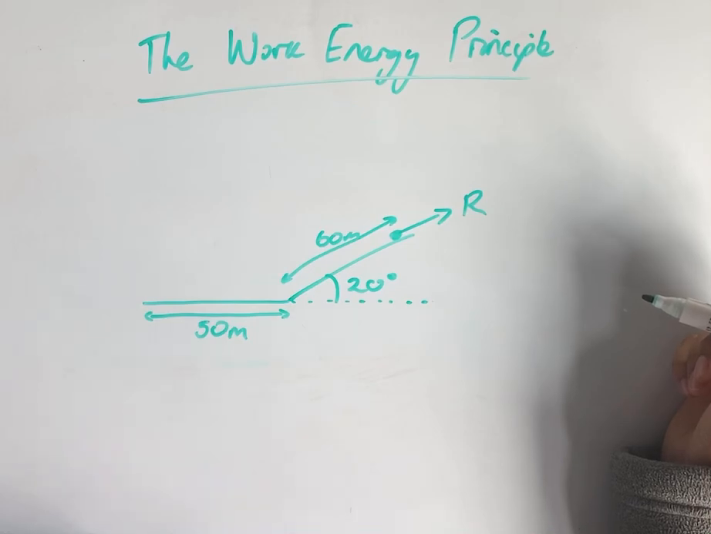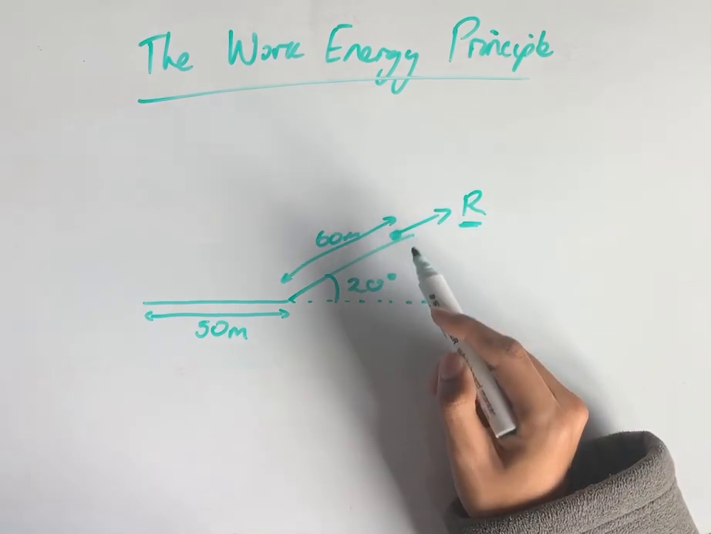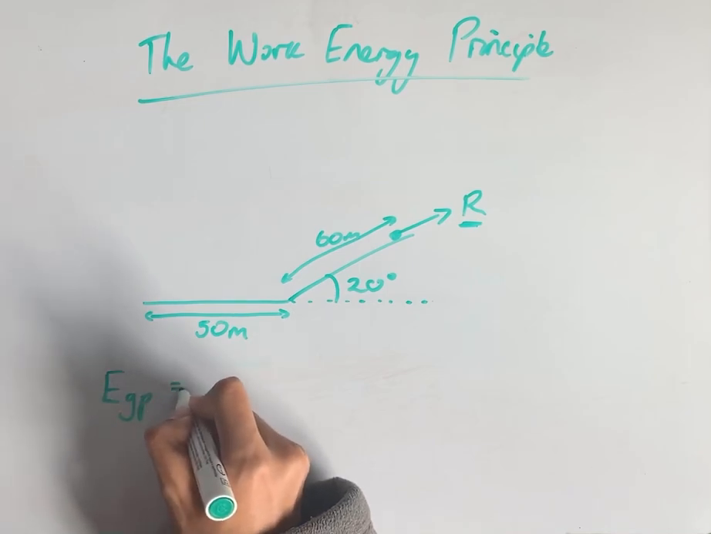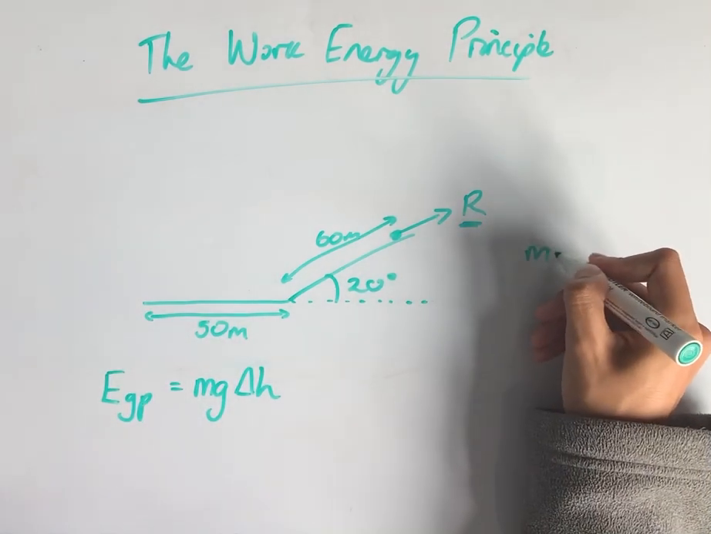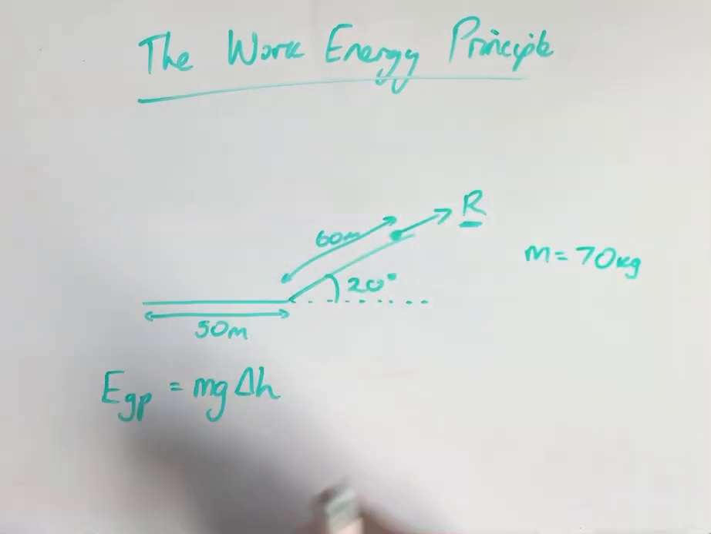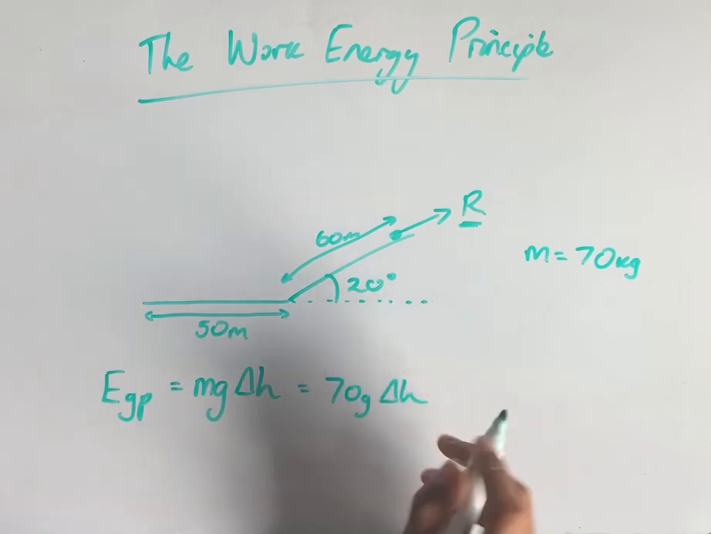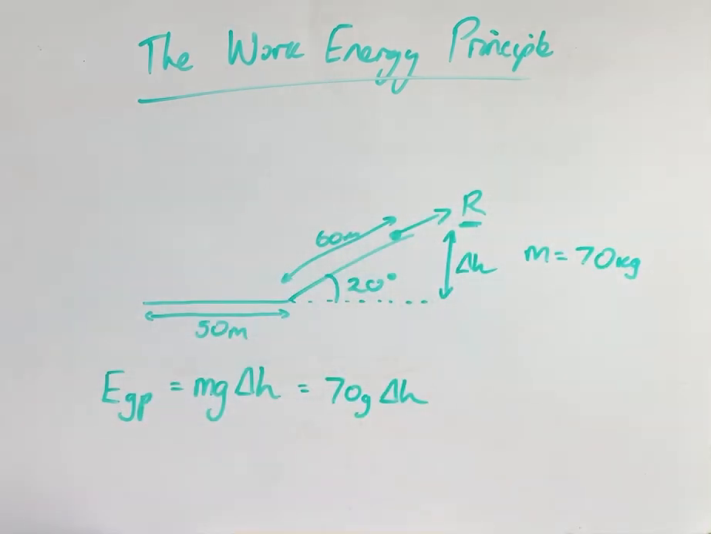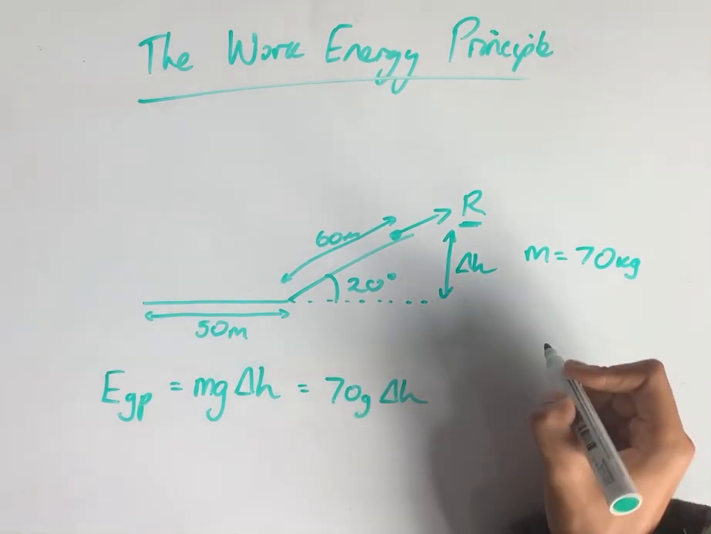Now, as we said before, if we want to find out the value of this, we want to find out the complete gravitational potential energy of this particle first. And we do that using the equation EGP equals mg delta H. We know that the mass of the particle is 70 kilograms, which gives us 70g delta H. So we want to find this because that will be our change in height. It travels 60 meters along the hypotenuse, but our change in height is given vertically. So for that, we need to use trigonometry.